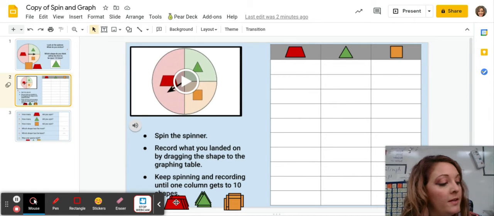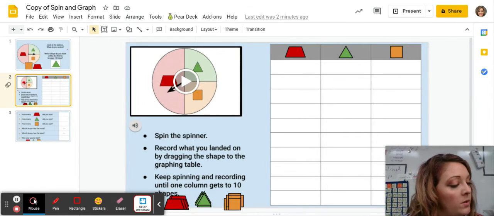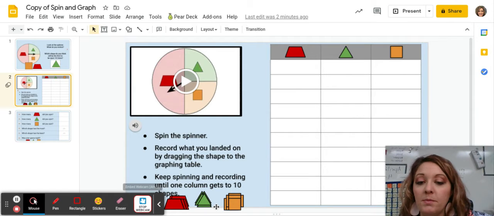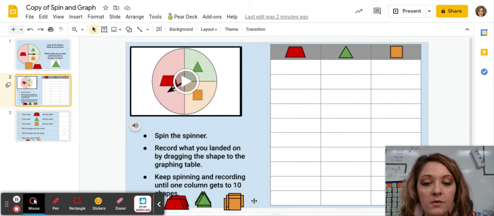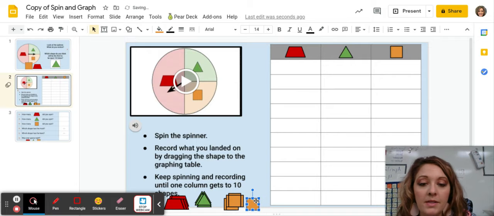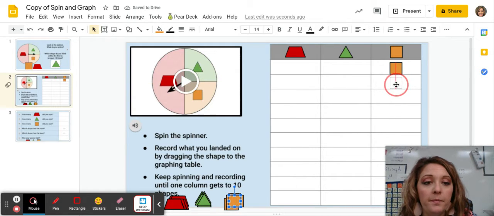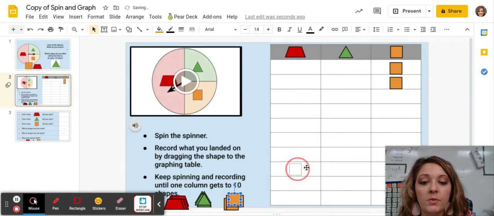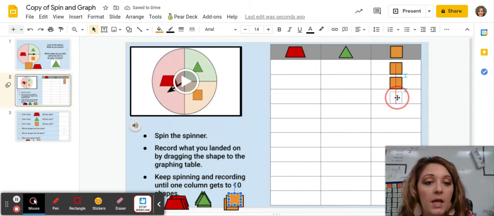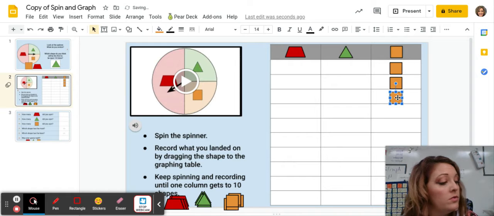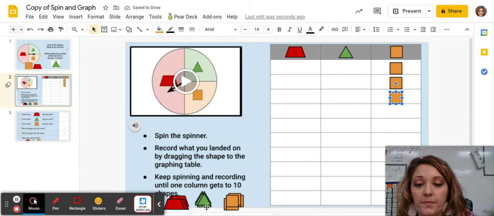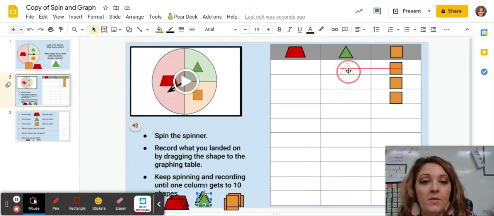So I landed on square one, two, three times. So I'm going to put three squares in my box and I'm going to move my squares. And since my pictures are at the top, I'm going to start my graph from the top down. So I landed on square three times. I landed on triangle two times. So I'll move my triangles over.